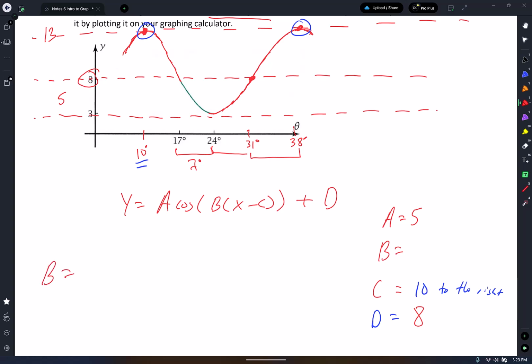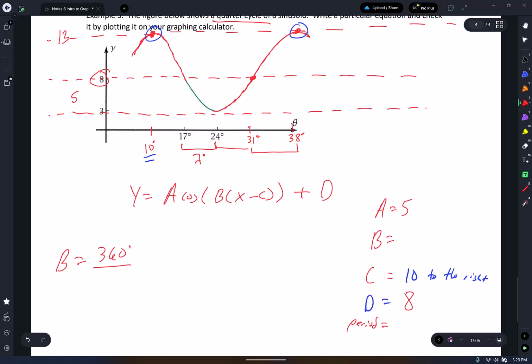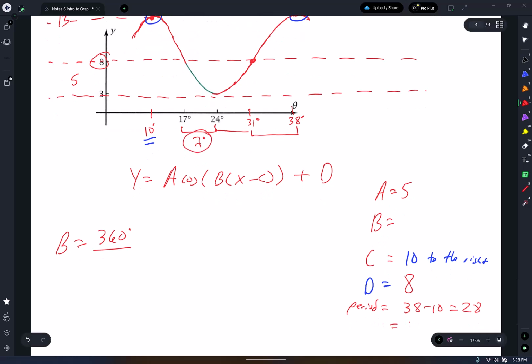The B, if in degree mode, is 360 divided by the period. I can get the period one of two ways. I can either say 38 minus 10, which is 28. Or you could have said, well, 7 degrees is a quarter. 7 degrees times 4 to make a whole cycle. And look, you get 28 again. So it doesn't matter the logic, guys. As long as you're using sound logic, you should be fine.